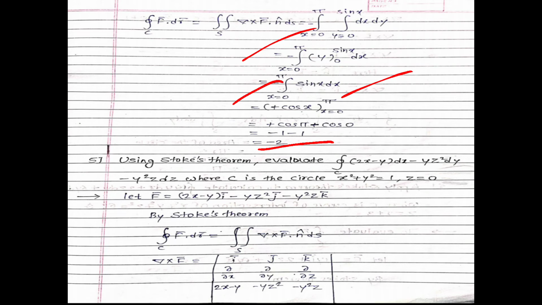Now the next problem is also based on finding the line integral. Using Stokes theorem, evaluate the line integral of (2x minus y) dx minus y z square dy minus y squared z dz, where C is the circle, and the equation of the circle is also mentioned, and the important condition is that z equals 0. So we will write f bar, which is (2x minus y) i bar minus y z square j bar minus y square z k bar.